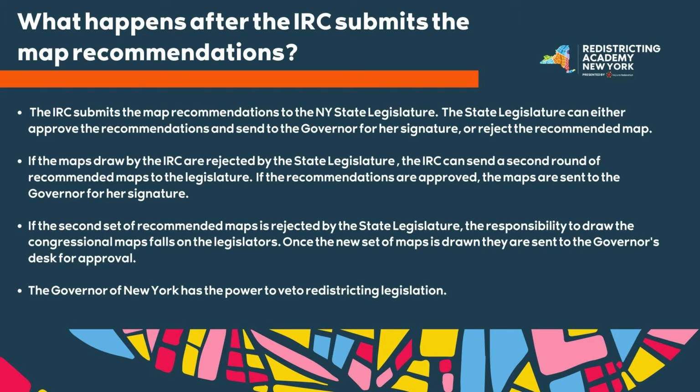So if the second set of recommendation maps is rejected by the state legislature, the responsibility to draw the congressional maps falls on legislators, which was initially what the IRC's intention is, to help avoid that at all means. But if that second set of maps is rejected, this is in the law, then the legislature will take over. And once those new maps are drawn, they will be sent to the governor's desk again for that final official sign off.